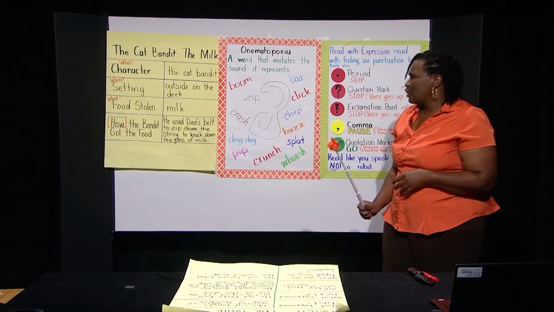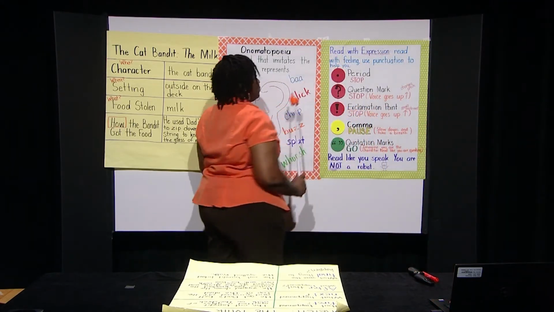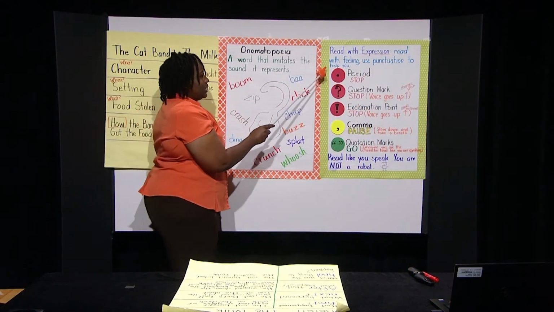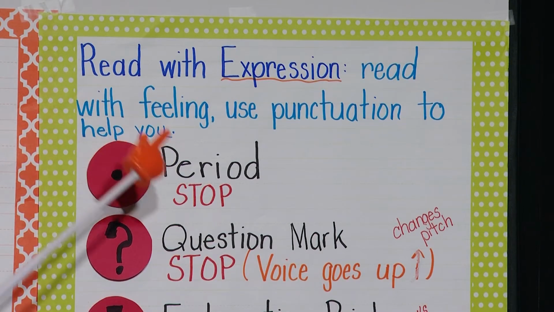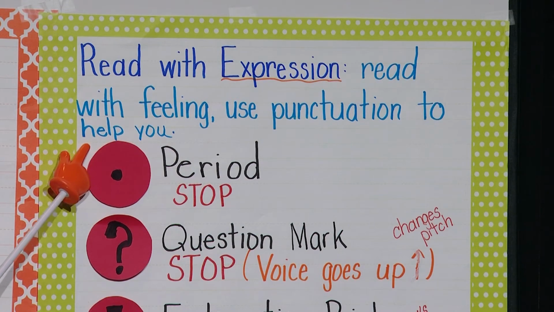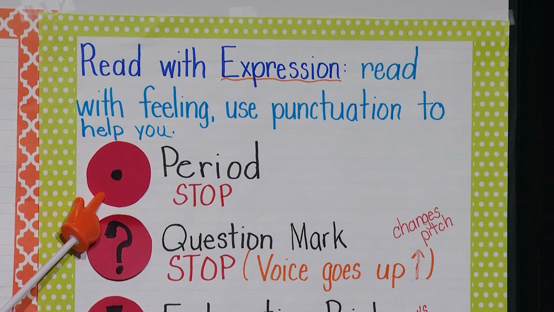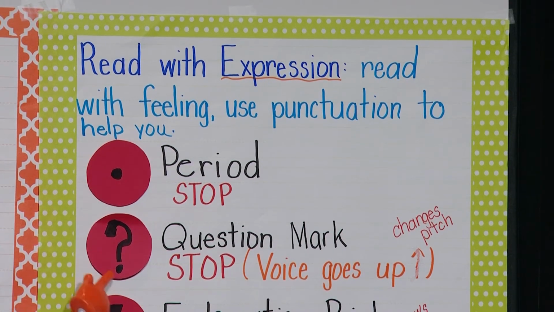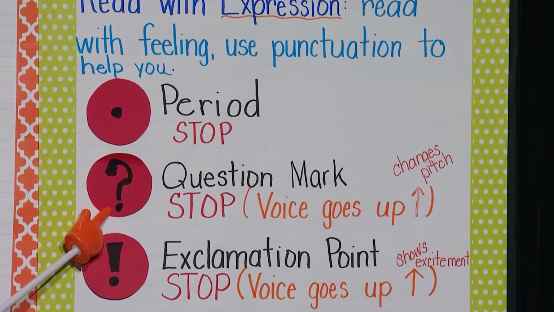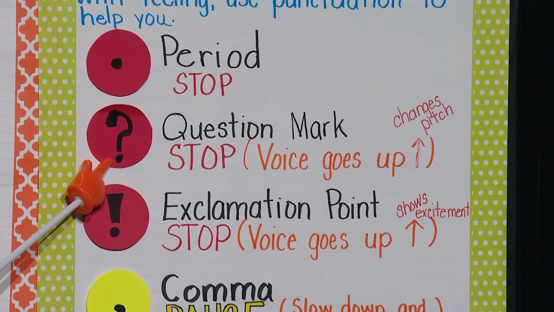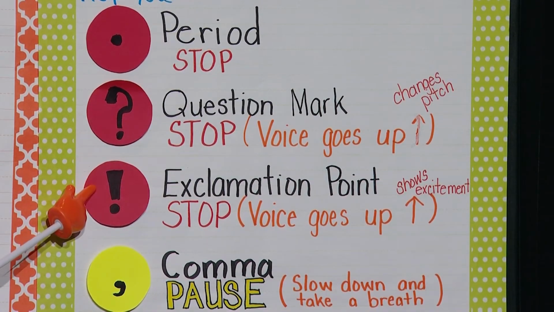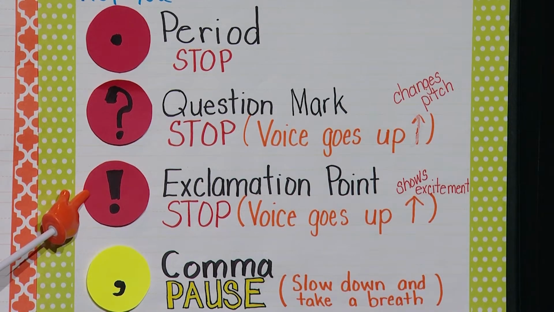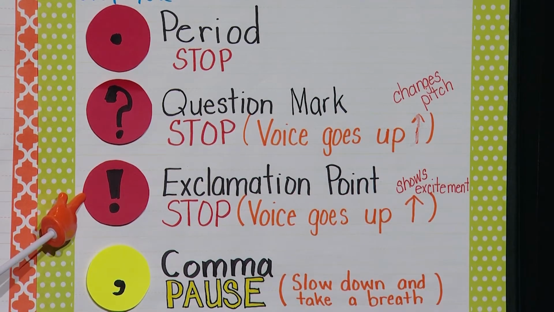Let's look at our anchor chart today about reading with expression. When we read with expression, that means we read with feeling, and we use punctuation to help us. The period means we stop. A question mark means we stop also. Our voices go up and change pitch. An exclamation point, we stop also here. Our voices go up and show excitement.